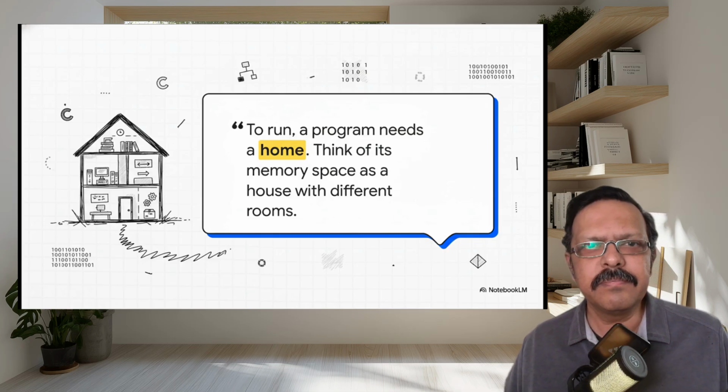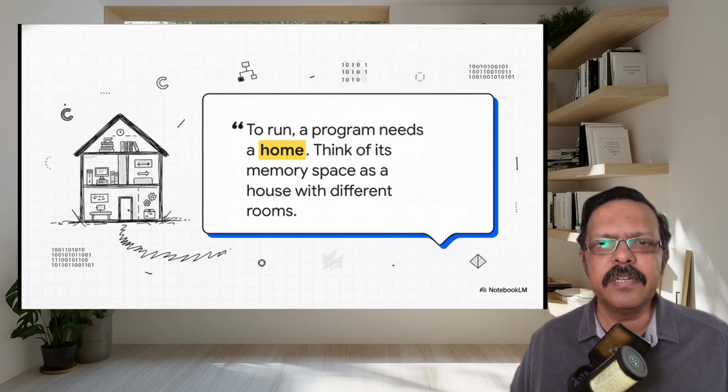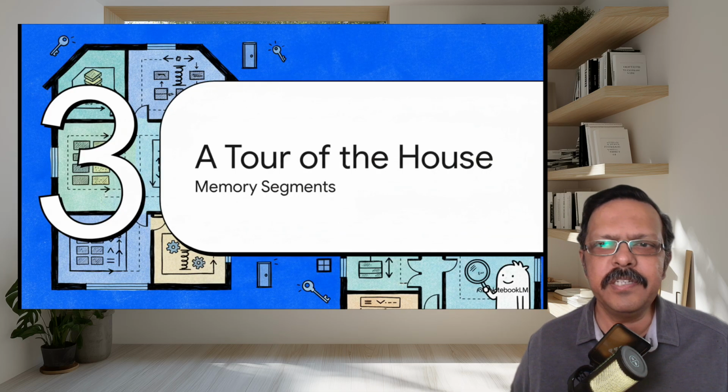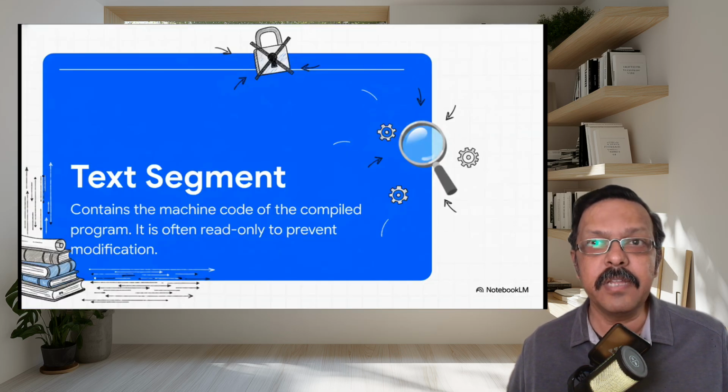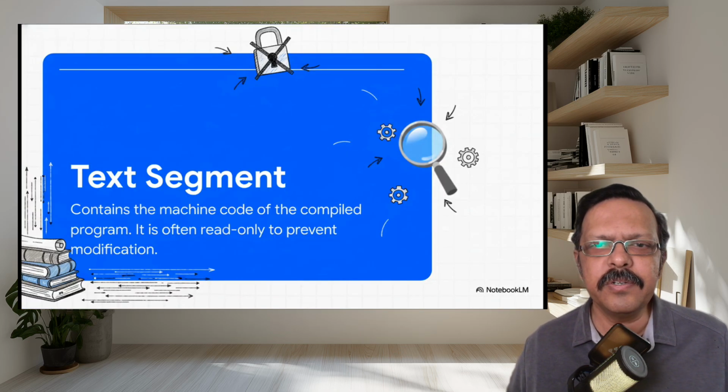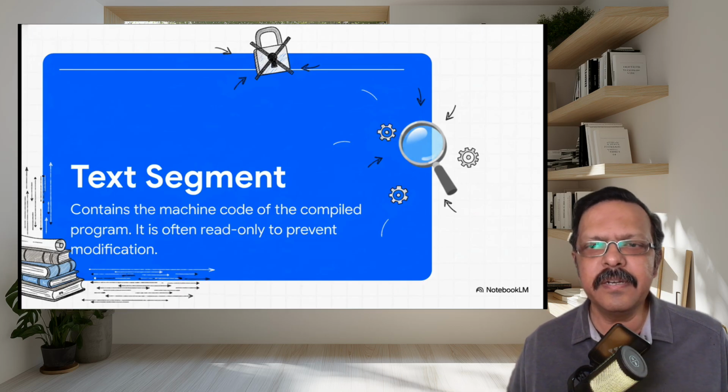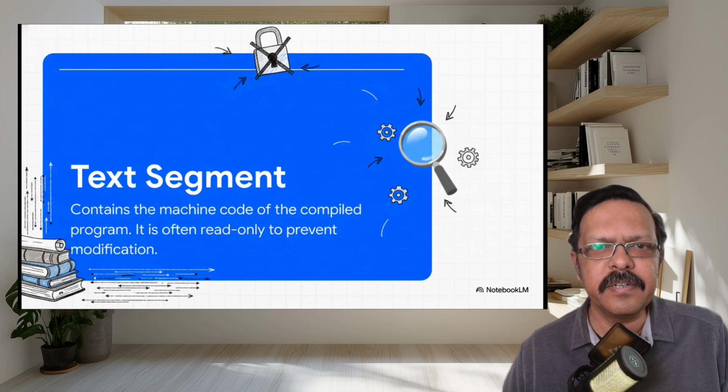The memory house. Your program's memory layout is divided into distinct segments, and each one has a very specific role. There is an area called the text segment, the library. This is where all the machine code instructions live. The real executable part of your program is the text segment. It's usually marked read only, so your program doesn't accidentally overwrite its own instructions.